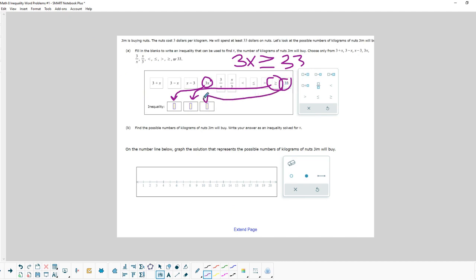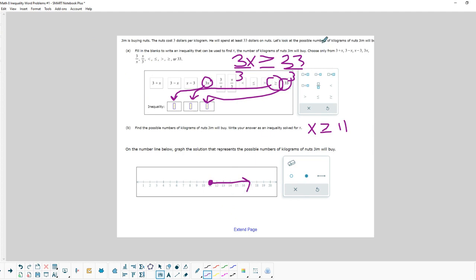That number will be dragged down and put into that column, or typed in, however Alex allows you to do it. Then you find the possible numbers of kilograms of nuts Jim will buy. To do that, you divide by 3, and that number is x is greater than or equal to 11. When we graph it, we make a solid dot at 11 with an arrow going to the right. So there's how you do it on Alex.